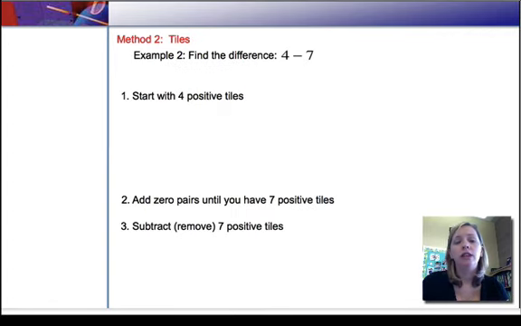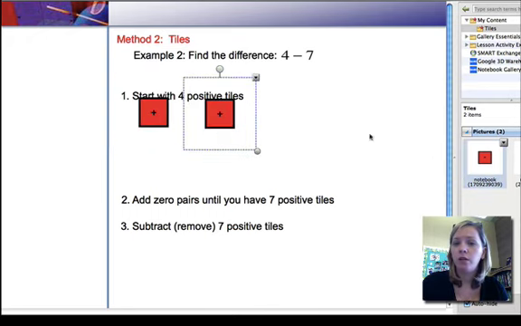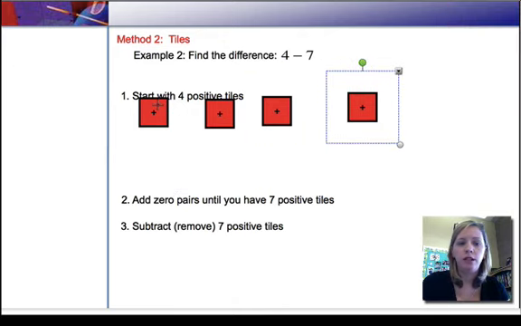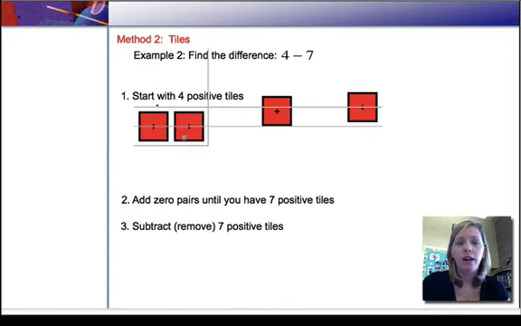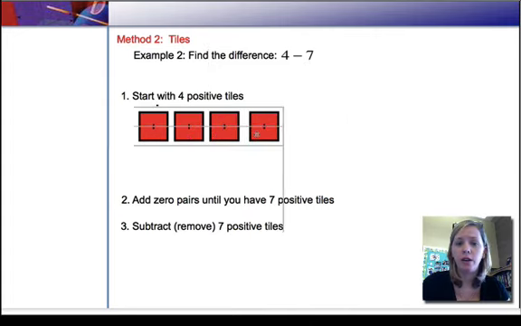Alright, so let's use those tiles to find the difference between 4 and 7, or in other words, find 4 minus 7. So first, we're going to start with 4 positive tiles. I'll get my tiles back out again. 1, 2, 3, 4. Now we all know that subtraction means take away, right? But to take away, I have to have something to take away. And I don't have enough tiles to take 7 tiles away yet, do I?